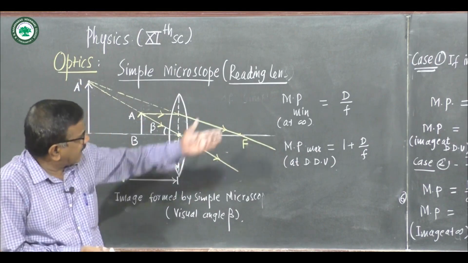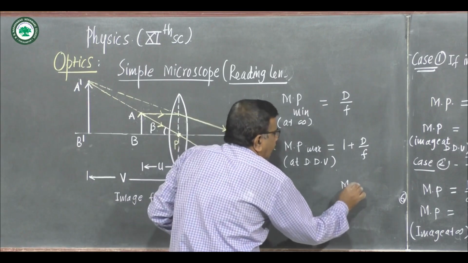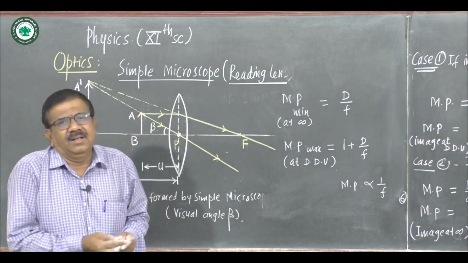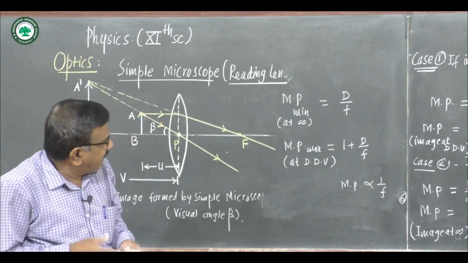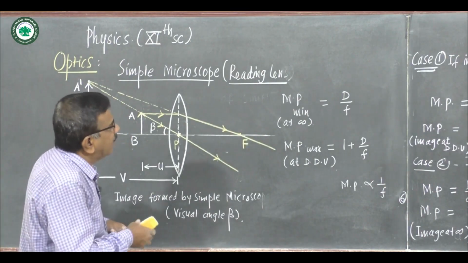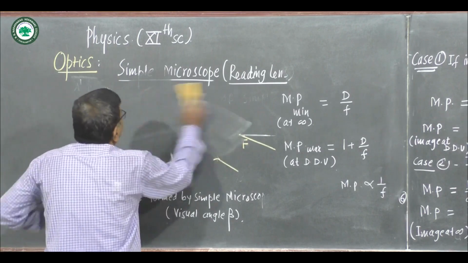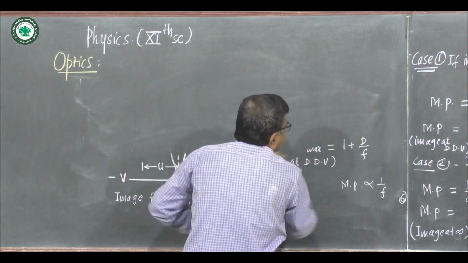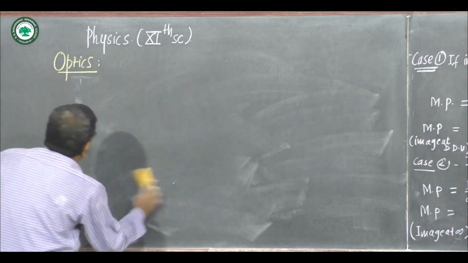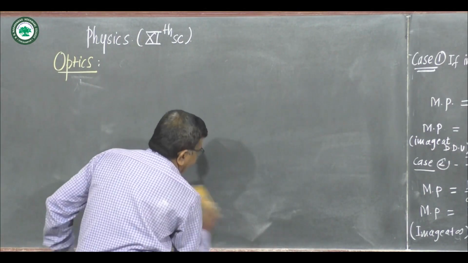And from this expression it is also clear that this magnifying power is inversely proportional to focal length. If focal length is small, magnifying power will be large. So this is about the magnifying power of the simple microscope, or the angular magnification of the simple microscope. Now we see one numerical based on this concept from our textbook. Numerical is also simple.